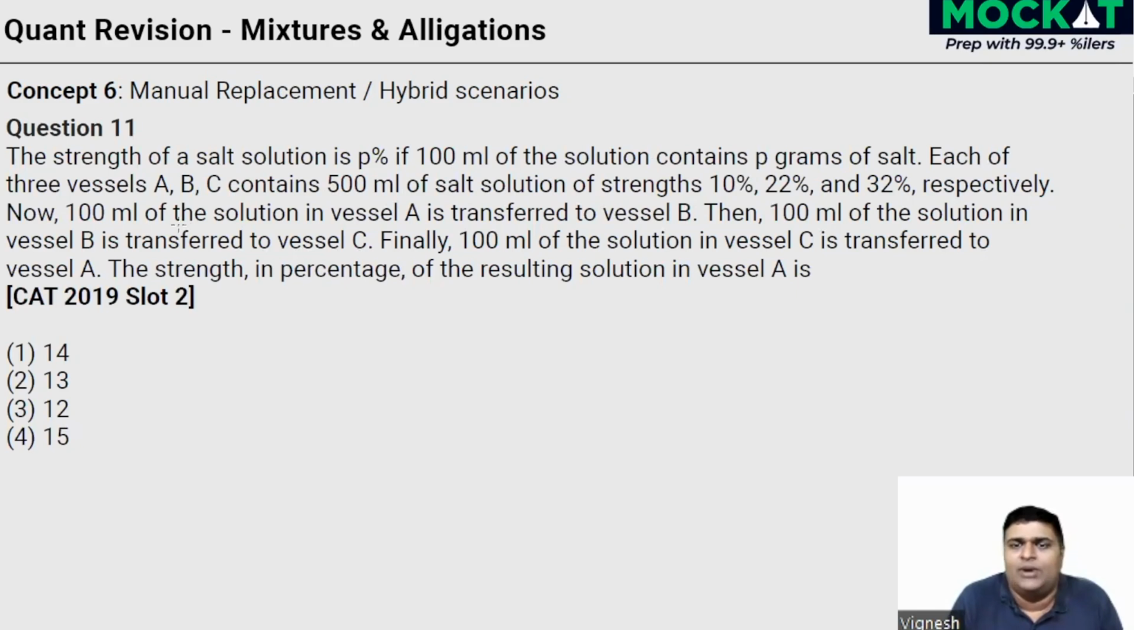Now 100 ml of solution in vessel A is transferred to vessel B. Then 100 ml of the solution in vessel B is transferred to C. Finally, 100 ml of solution in vessel C is transferred to A. So the strength, the percentage, of the resulting solution in vessel A is asked, right? So A over here is asked.